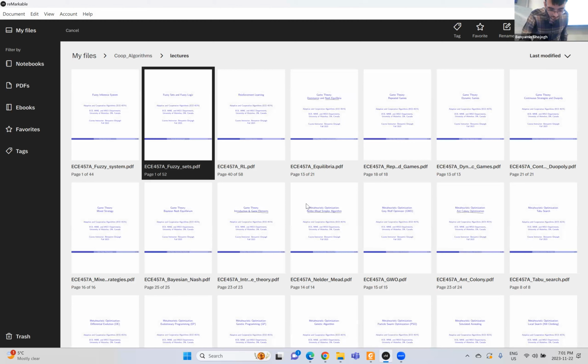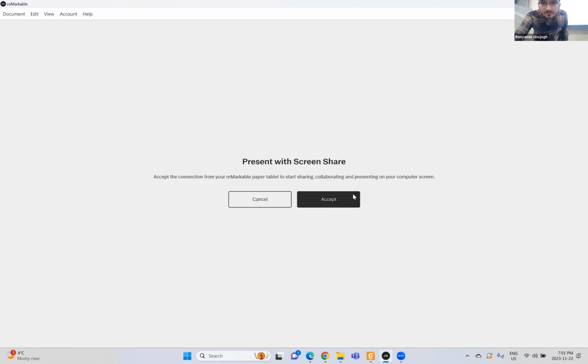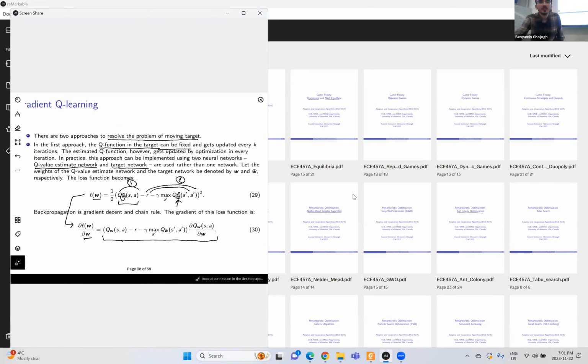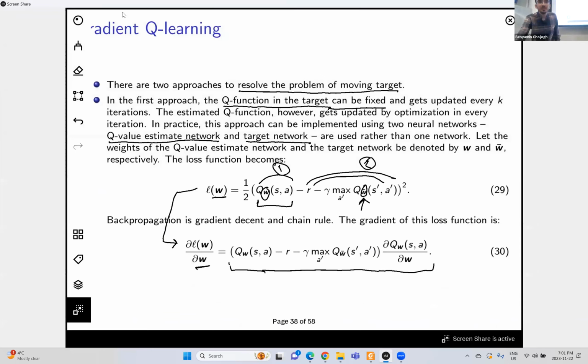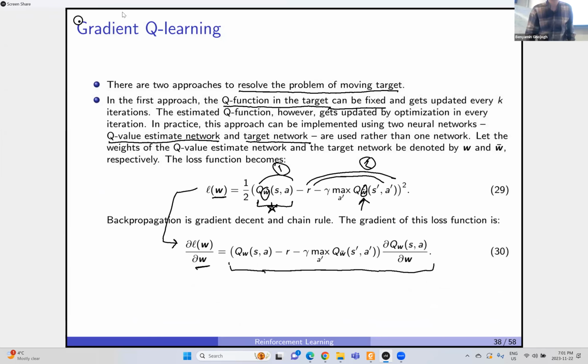They use Q in both of them. So what did they do initially in DeepMind? They said, okay, I have this Q. This is a network, right? Q is the output of the network. We also have this Q. So I'm using the output of the network twice. They trained it and they saw that they can't converge.